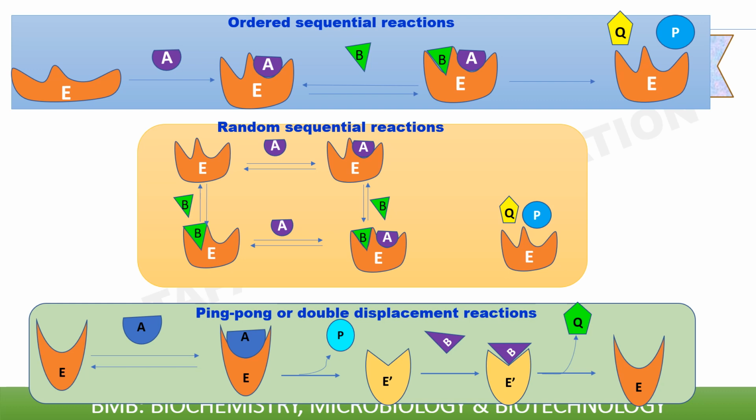Whereas in case of ping-pong or double displacement reactions, first substrate is bound, then first product is released. After first product release, then second substrate is bound, and then second product is released. So, first substrate binding, then first product release, then second substrate binding, and then second product released in case of ping-pong or double displacement reactions.